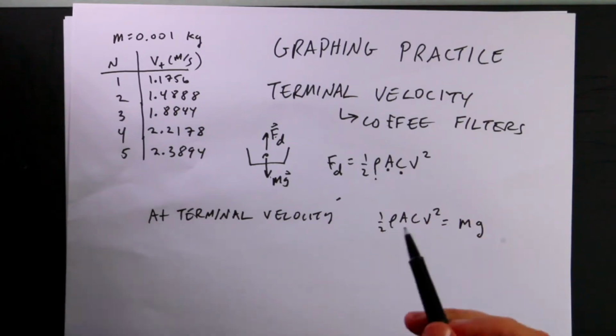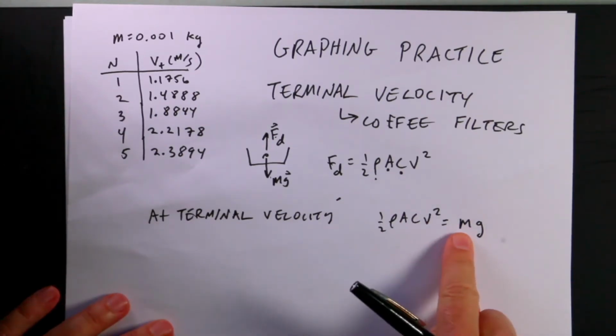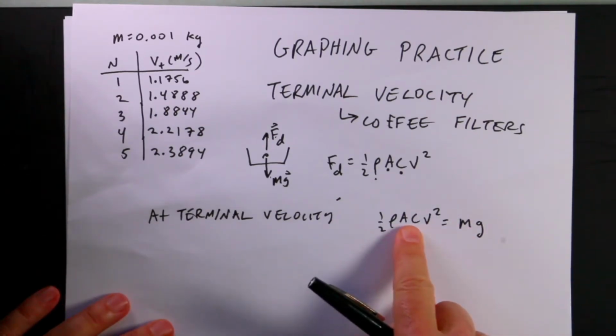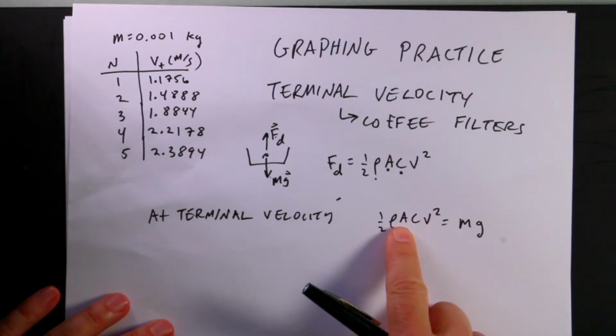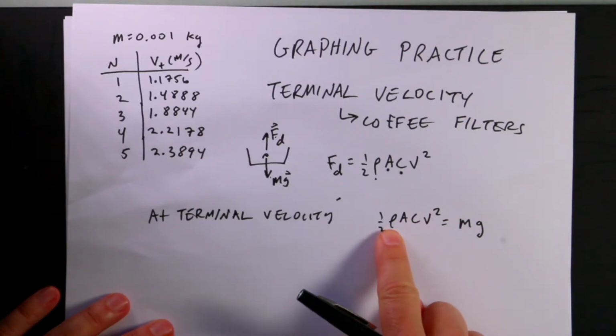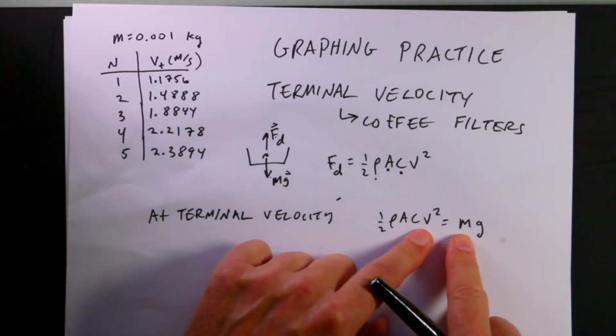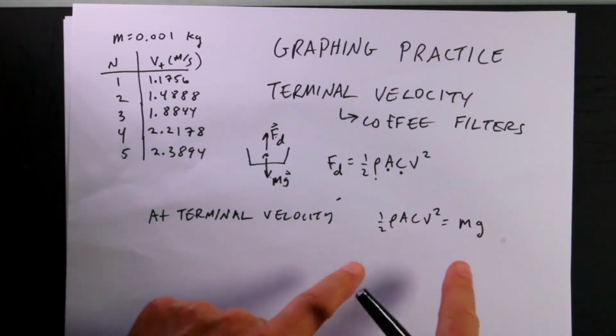coffee filters, what happens if I have two coffee filters? Well, the mass changes, but C doesn't change. It's the same shape. The cross-sectional area doesn't change. It's the same size, and the density of air is the same. So I can change this and I'll get a new terminal velocity.